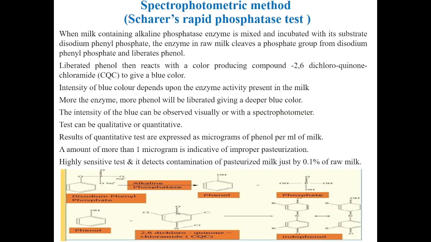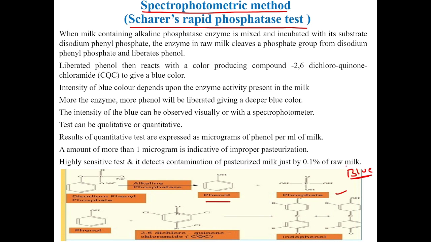Okay, now there is another, third method, which is the Scharer rapid phosphatase test. This also is a spectrophotometric method. In this, we have the substrate disodium phenyl phosphate on which alkaline phosphatase acts, and then we have phenol and phosphate production. This phenol again reacts with the color producing compound, 2,6-dichloroquinone chloramide, CQC in short form. It produces indophenol, which is blue in color. The intensity of the blue color will be directly proportional to the activity or concentration of alkaline phosphatase in milk.